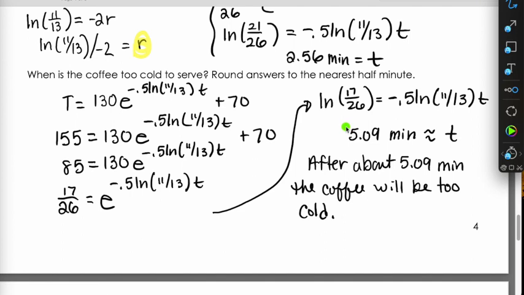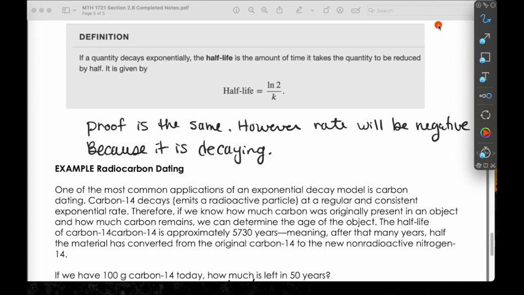So basically the optimal time to drink the coffee would be between 2.56 minutes and 5.09 minutes after the coffee is poured. So in our last topic of the lesson, we're going to talk about the half-life formula. And the half-life formula, if you notice, looks exactly the same as the double time formula. However, because it's half-life, we're dealing with decay problems, which means our rate is going to be negative. So although they didn't show the negative in this formula, remember the k should be less than 0.